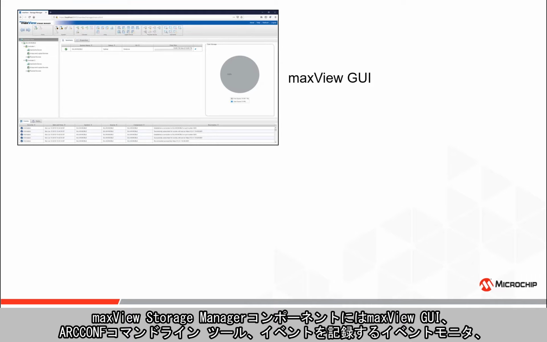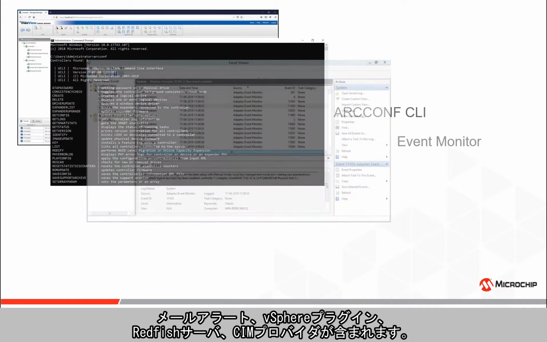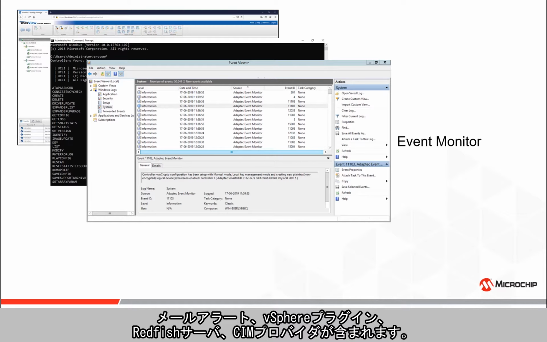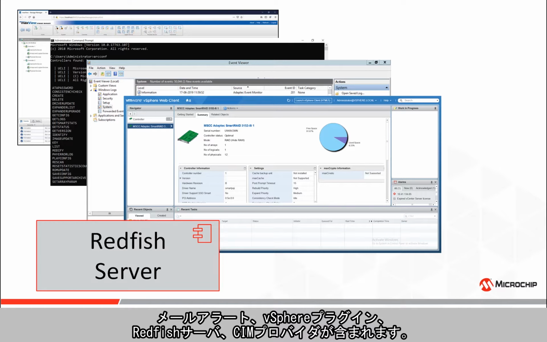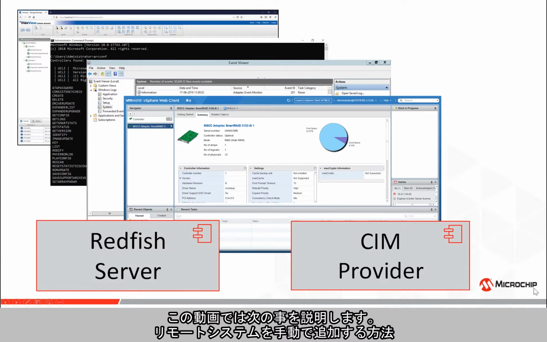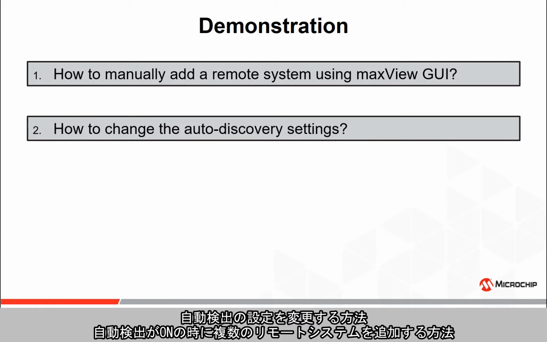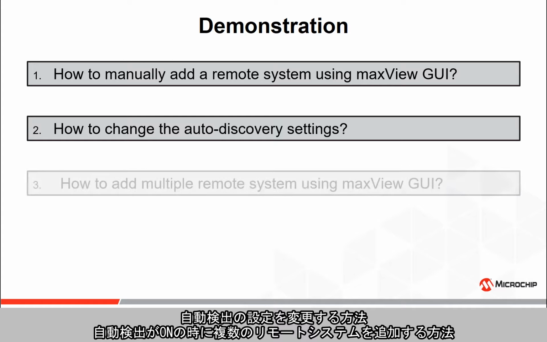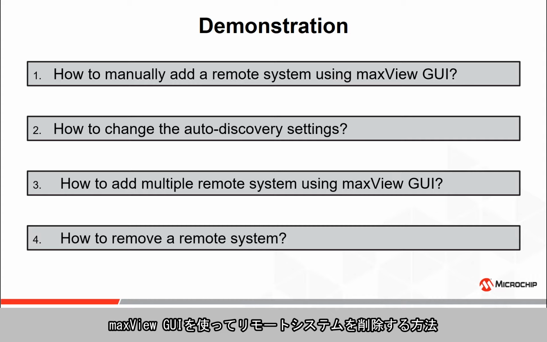maxView Storage Manager components include the maxView GUI, an ARCCONF command line tool, an event monitor for logging events and email alerts, a vSphere plugin, a Redfish server, and a SIM provider. This video captures how to add a remote system manually, how to change the auto-discovery settings, how to add multiple remote systems when auto-discovery is on, and how to remove a remote system using maxView GUI.